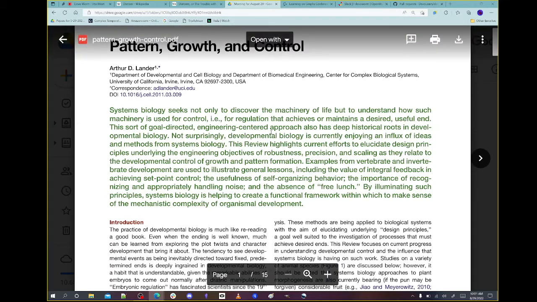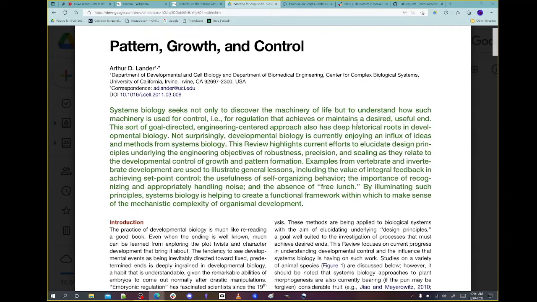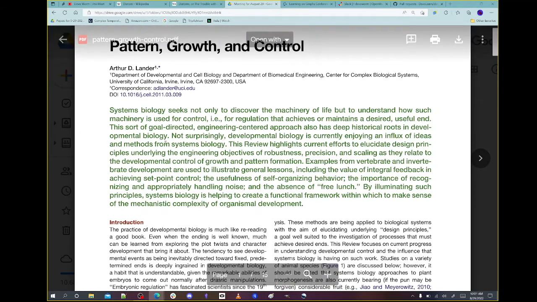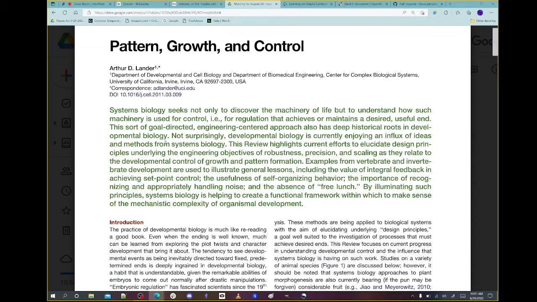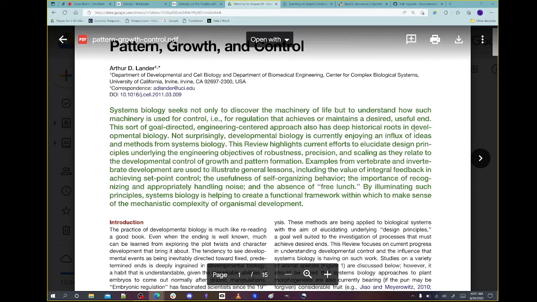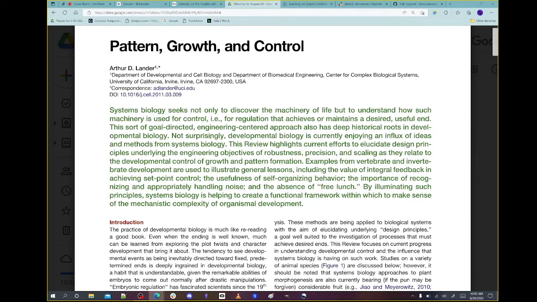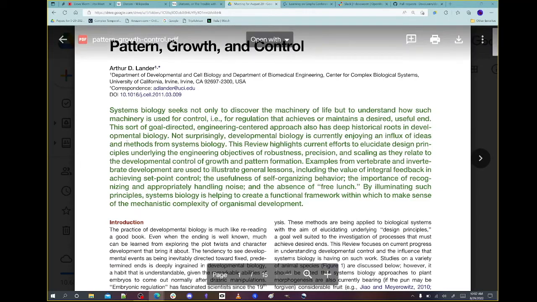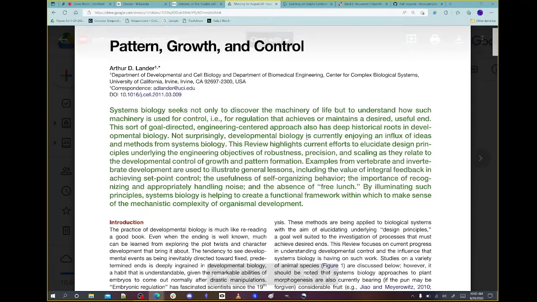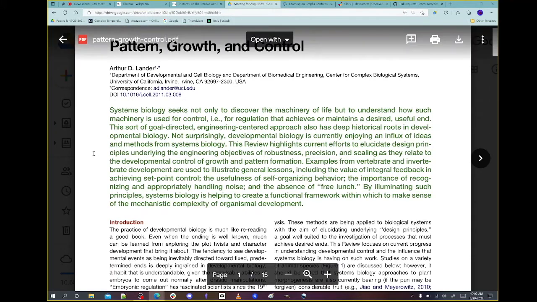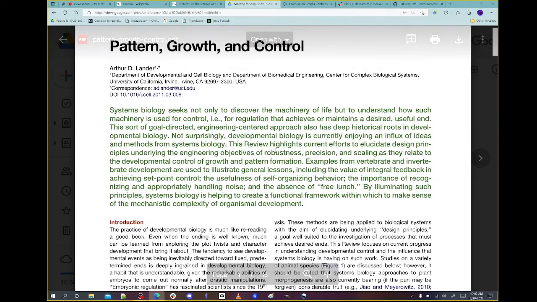And it has an engineering-centered approach. This goal-directed, engineering-centered approach also has deep historical roots in developmental biology. This is something we see in engineering, and in bioengineering, of course. But you see this metaphor being used in developmental biology in a way that maybe isn't appropriate in some ways, but that's the language that's used. Not surprisingly, developmental biology is currently enjoying an influx of ideas and methods from systems biology. This review highlights current efforts to elucidate design principles underlying the engineering objectives of robustness, precision, and scaling as they relate to the developmental control of growth and pattern formation.